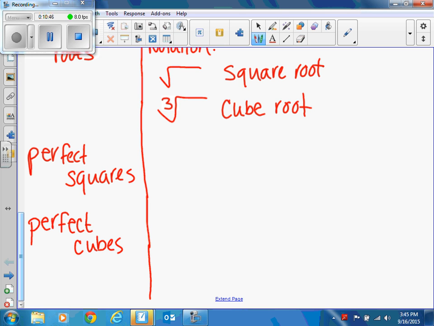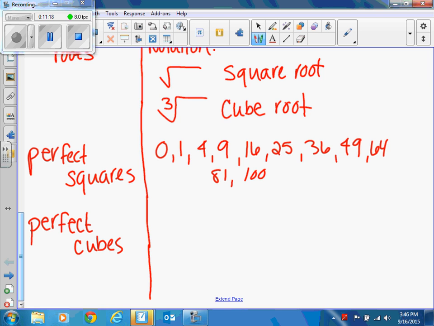So the list of perfect squares, and again, eventually you will have to memorize these, and you will continue to see perfect squares and use them all the way up through the math courses you're eventually going to take. So with perfect squares, we have 0. 0 is a perfect square, perfect everything, and so is 1. And then it goes 4, 9, 16, 25, 36, 49, 64, 81, 100, and it goes on and on.